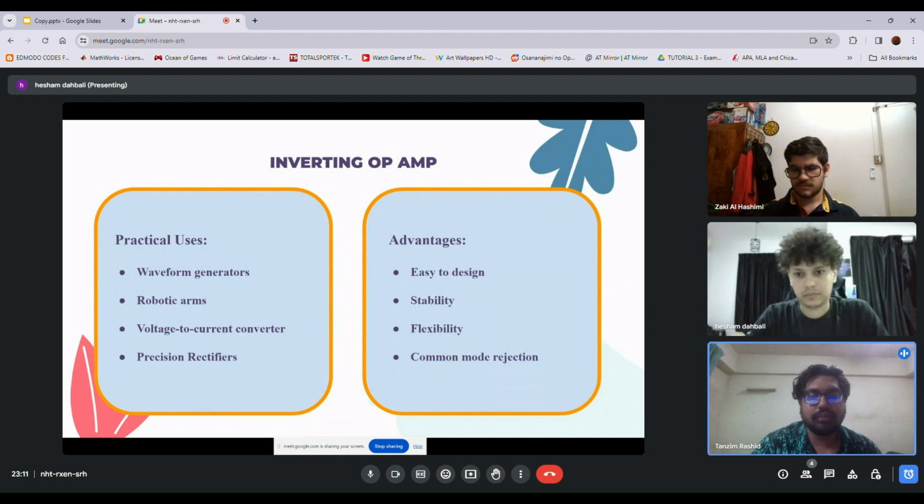Alright, firstly, some advantages of using an inverting op-amp are that it's very easy to design because the structure is very simple. It's also easy to analyze, so it's very good to use for educational purposes. Because of the flexibility in configuring the system, it can be used in various applications and modified to requirements. Inverting op-amps are also very stable, especially if negative feedback is used. And common mode rejection means it's very effective in deterring unwanted interference or noise.